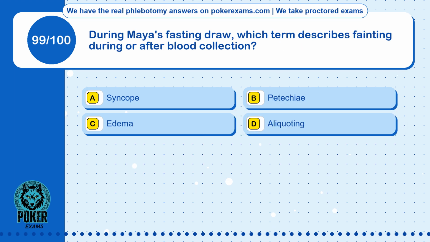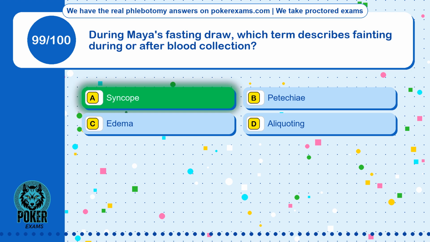Question 99. During Maya's fasting draw, which term describes fainting during or after blood collection? Option A. Syncope. Option B. Petechiae. Option C. Edema. Option D. Aliquoting. The correct answer is option A.